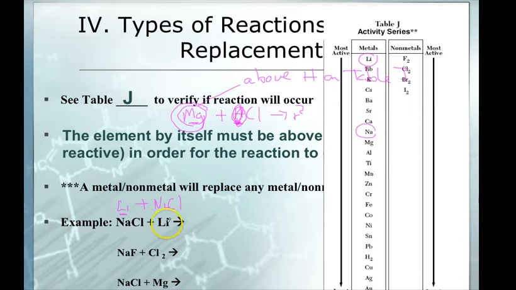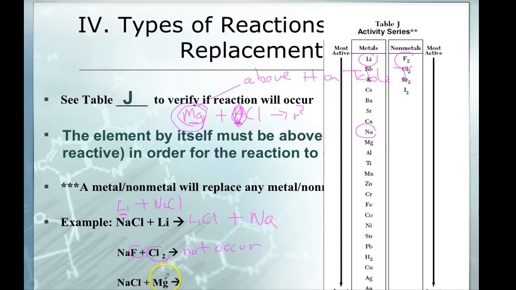What will happen? The lithium will kick the sodium out, and it will form this compound, and the Na will simply be by itself. Now, take a look at this one here. This is a little different. You have chlorine, but chlorine's a nonmetal. So now you have to compare this to this. Problem is that chlorine is not as active as fluorine, so this reaction will not occur.